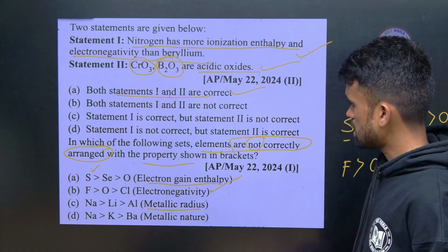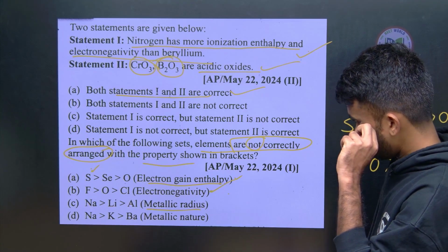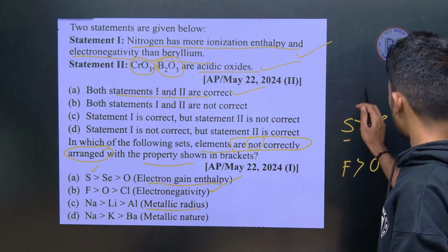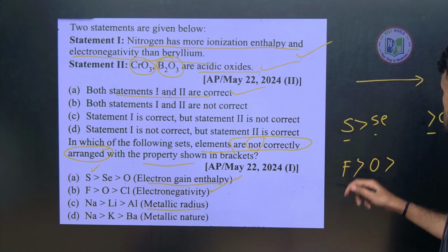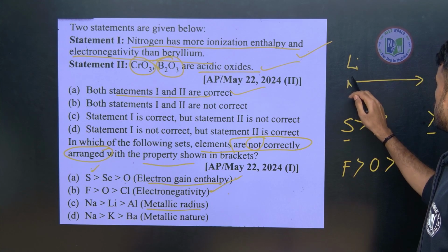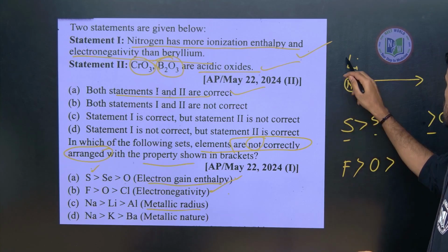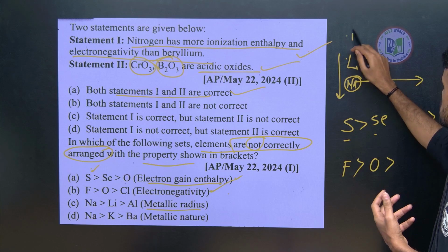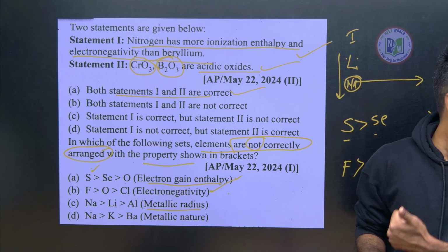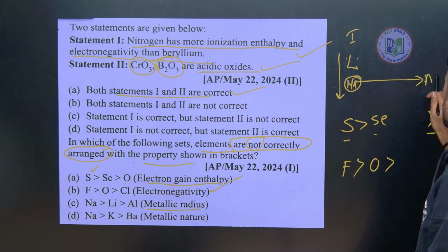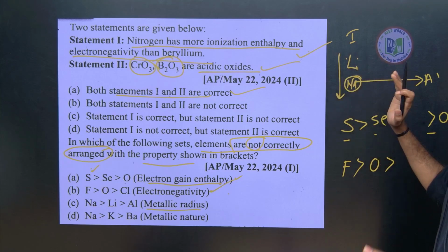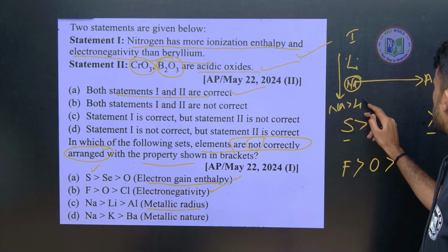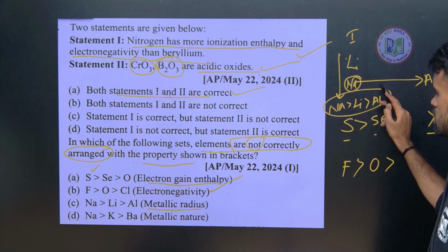Metallic character. Tell me whether it is correct or not. Yes, it is correct only. Down the group metallic nature increases, and from left to right metallic nature decreases. So lithium here, sodium here. Sodium has more metallic nature than lithium, because down the group metallic nature increases. These are first group elements. This is correct. And the next, from the second S block to the P block, metallic nature decreases. So sodium has maximum metallic nature, then lithium, then the least is for aluminum. Yes, this is also correct.